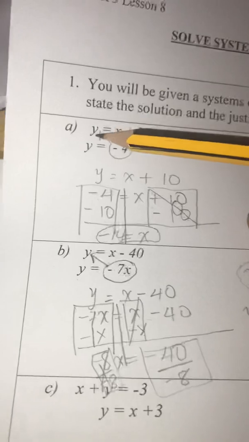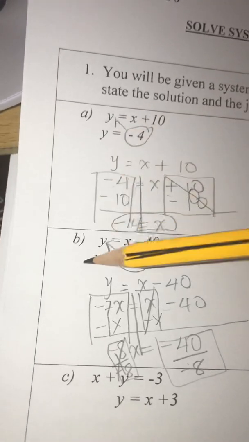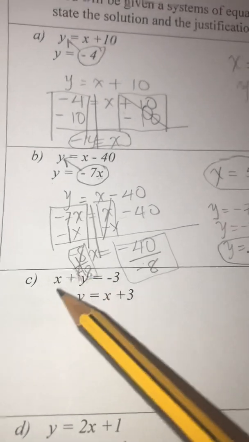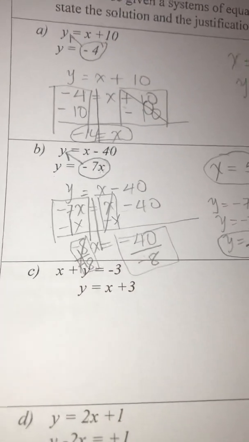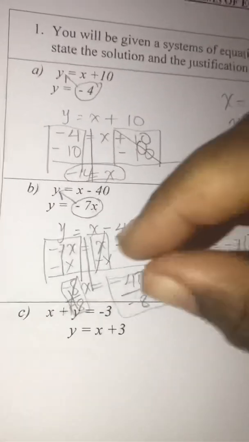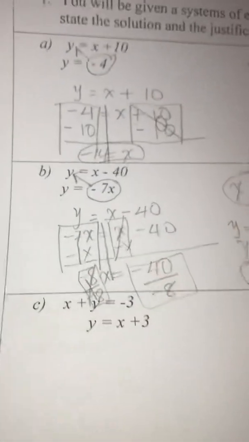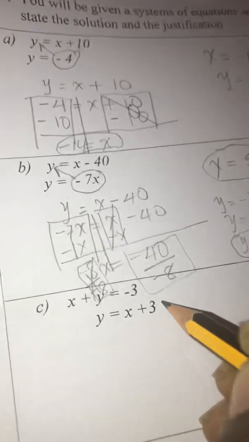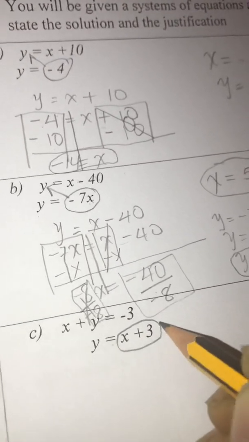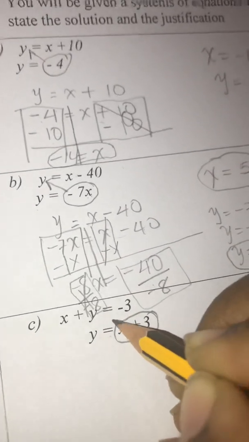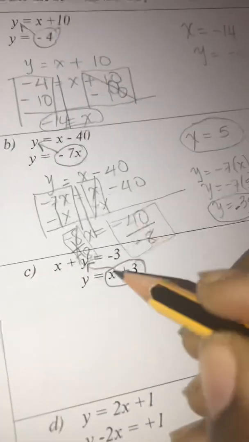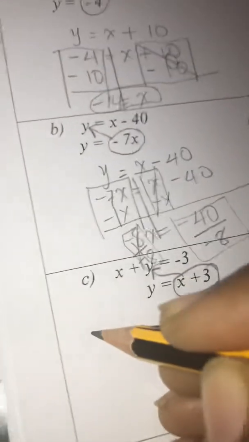So you notice here, both my equations are in slope-intercept form. When you come here, my equation is in standard form. So I can decide to work with it like this, or I can decide to change it to y-intercept form. But because I'm substituting, I'm going to work with it like this. So I know y is x plus 3. So where I see y, I will write x plus 3. So this is the equation.